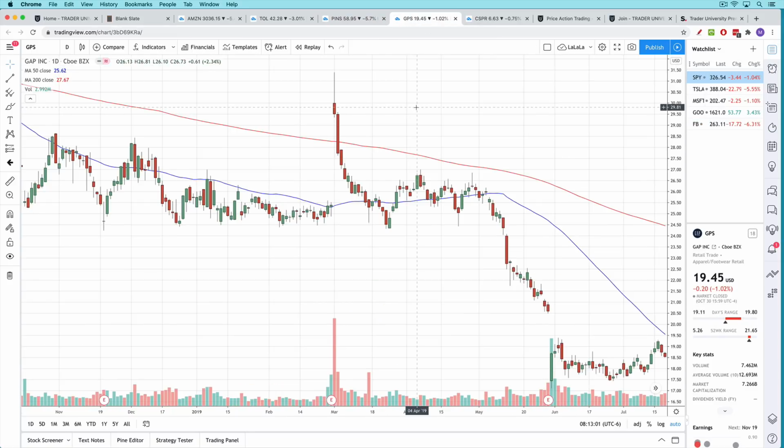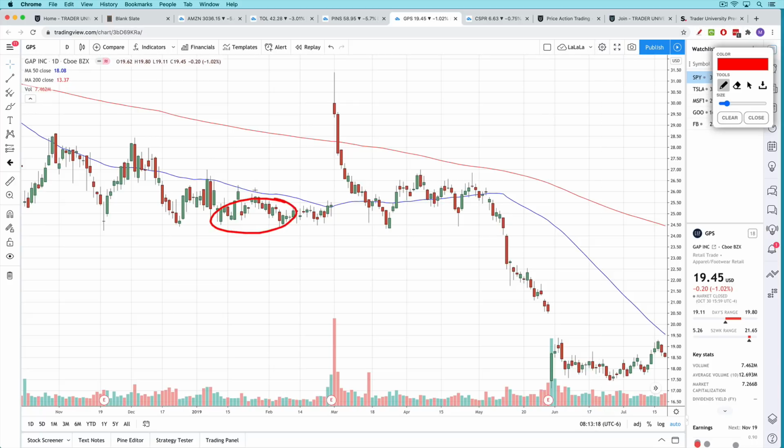Here's an example of a fairly interesting entry. This is in Gap, GPS, and this trade took place on March 1st, 2019. What we have here is sort of the inverse of what we were seeing with Pinterest. We have a stock that's been very bearish. The price has been trading below the 50-day moving average, which is the blue line, below the red line, which is the 200-day moving average.